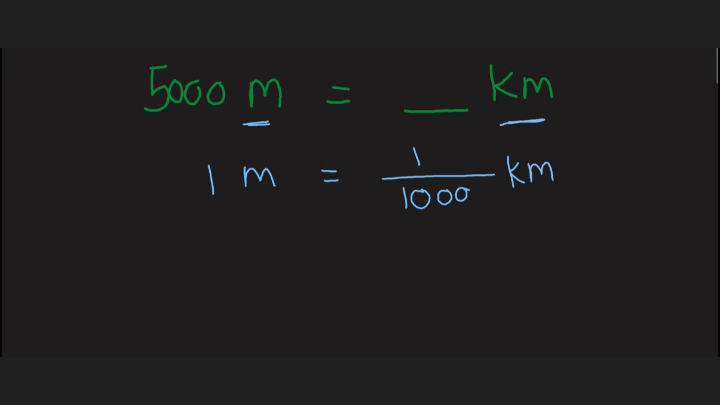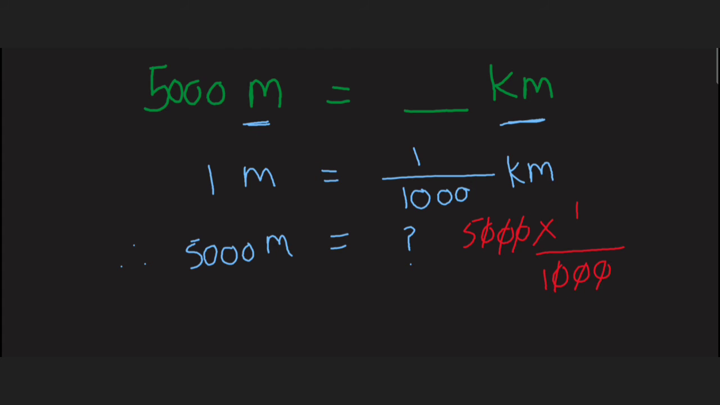Therefore, 5,000 meter is equal to how many kilometers? So what we are going to do here, 5,000 multiplied by 1 upon 1000 kilometer. All zeros will get cancelled and the answer is 5 kilometer.